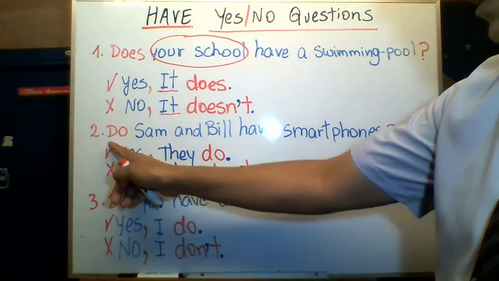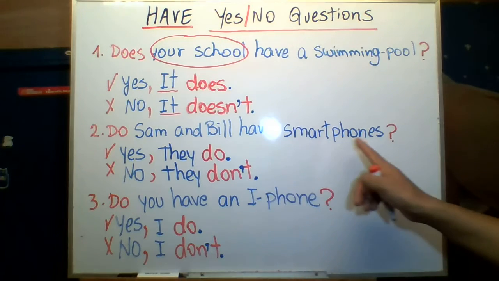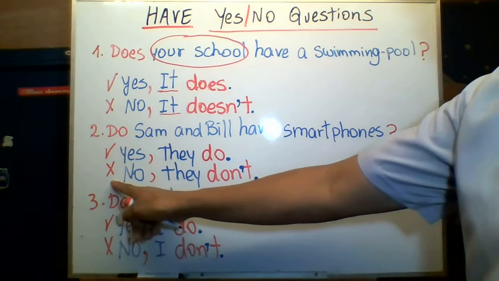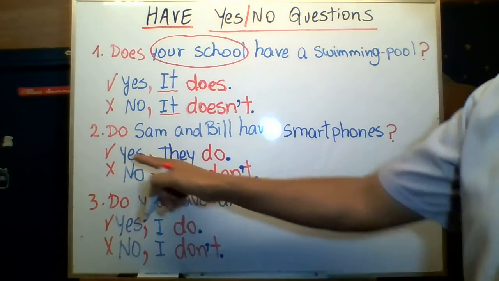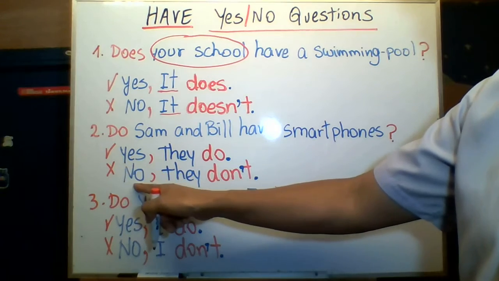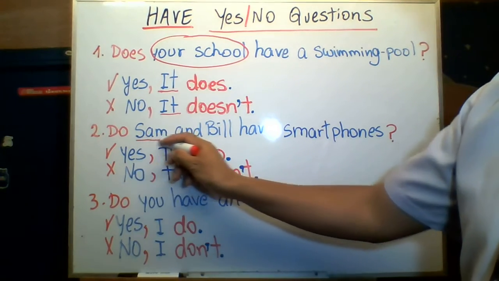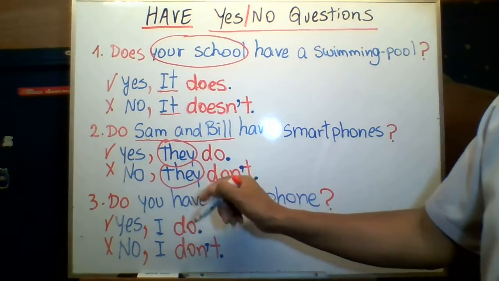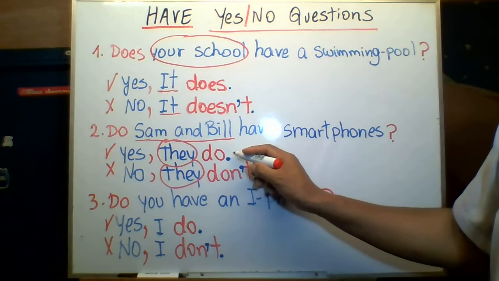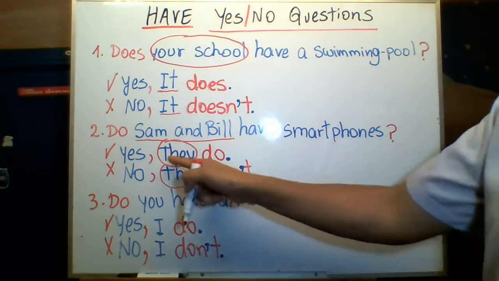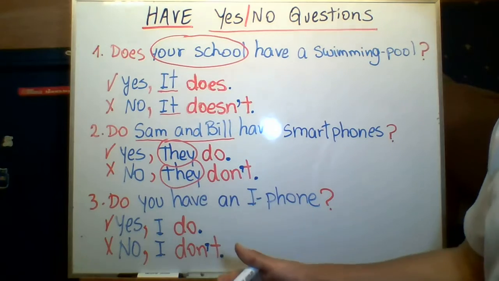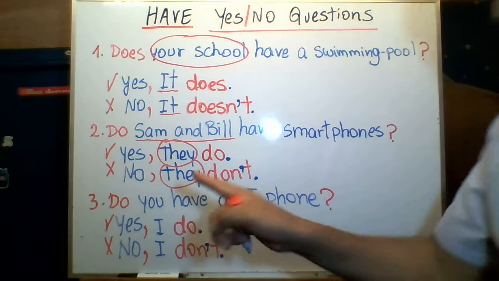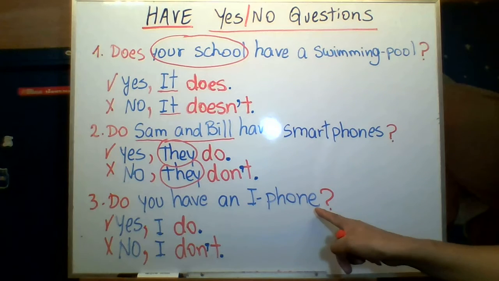Then, the other one. Do Sam and Bill have smartphones? Yes, they do. No, they don't. Notice this. Affirmative yes, negative no. Then the subject for Sam and Bill, they, and the auxiliary for they, do in affirmative and don't in negative. Other questions. Do you, I'm talking about you, do you have an iPhone?